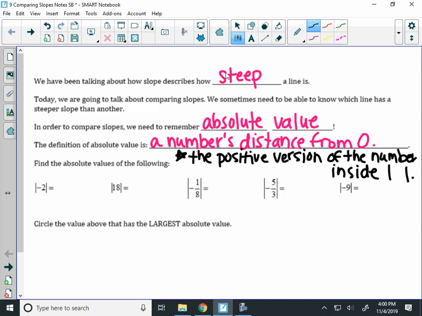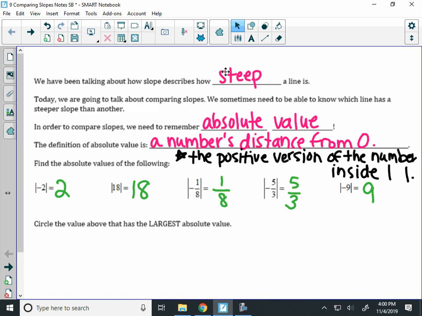Okay, so the absolute value of -2, well, the positive version of -2 is +2. The absolute value of 18, 18 is already positive, so its absolute value is 18. That's its distance from 0. The absolute value of -1/8 is +1/8. The absolute value of -5/3 is +5/3. And finally, the absolute value of -9 is 9. That should be pretty easy.